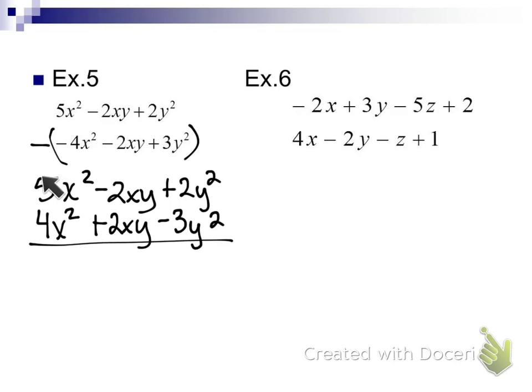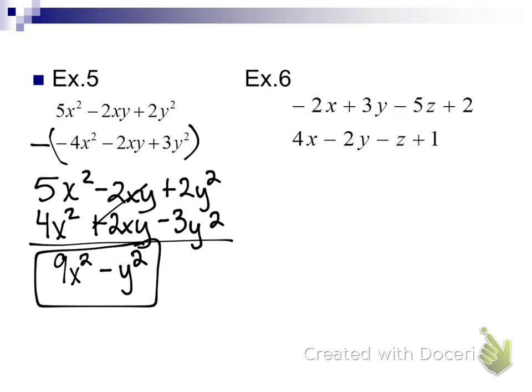So the original problem was subtraction, so we changed it so that we could just combine like terms. 9 squared. Good. Subtract 1y squared. Good. So the two xy's in the middle, one's positive, one's negative. When we combine those, they cancel out. So there is our final answer. Questions about 5?